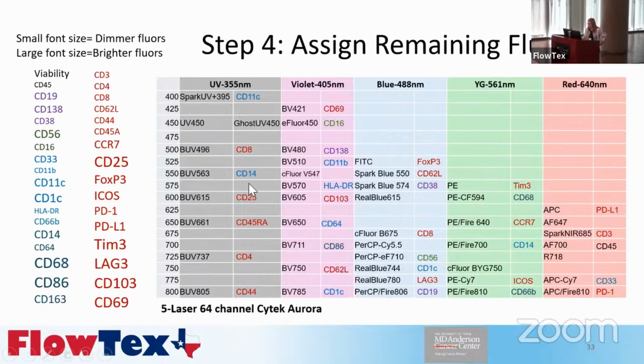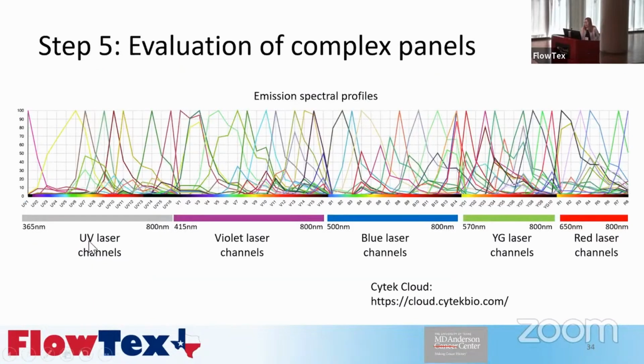So I end up here, and you're just going to assume that for the magic of PowerPoint. This is what this is going to look like as far as emission profiles. So again, we have the UV channels, the violet channels, the blue laser channels, the YG. This is from the Cytek Cloud, which at this point I will have moved into to work on this panel. And you can see what all of my emission wavelengths look like. If I click on any of those, I can see how broad it is, whether it has any secondary peaks like this one here, where I'm going to expect to see some spread in my panel that results from that.